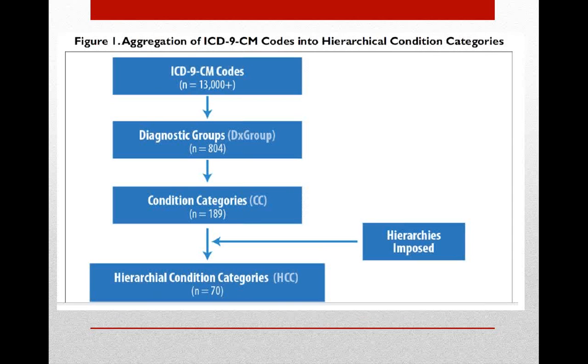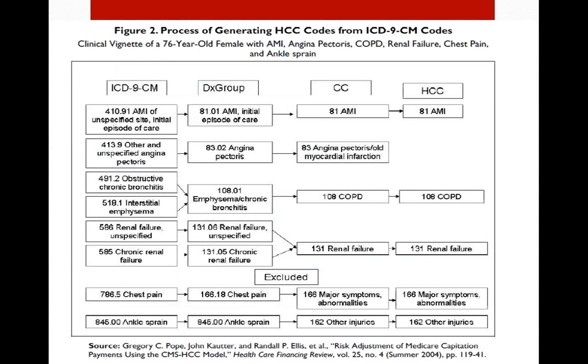So what are the HCCs? Well, basically you start with the 13,000 ICD-9 codes. You then break them down into 804 diagnostic groups, and then CMS has taken that and broken it down into 189 condition categories. They then apply the hierarchies based on acuity, and they come up with this hierarchical condition category ranking, and they only use 70 of those.